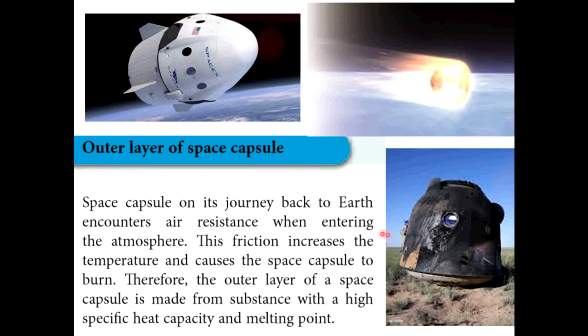So with that, what type of material should you choose to make the body of the space capsule? Should you choose smaller specific heat capacity, or should you choose higher specific heat capacity? Yes, correct. You should choose the higher specific heat capacity material to make the body of the space capsule. Higher specific heat capacity material will heat up slower. Another important characteristic is that we need to choose a higher melting point also, so that the space capsule will not melt easily.